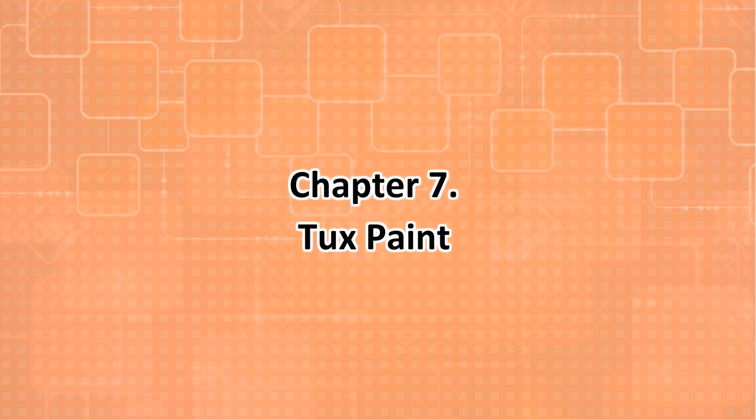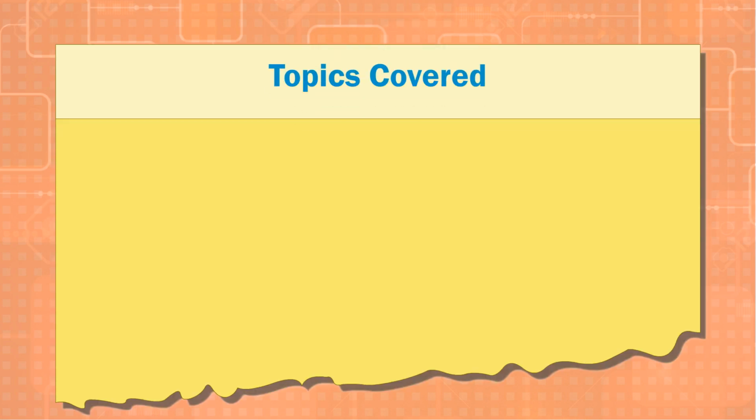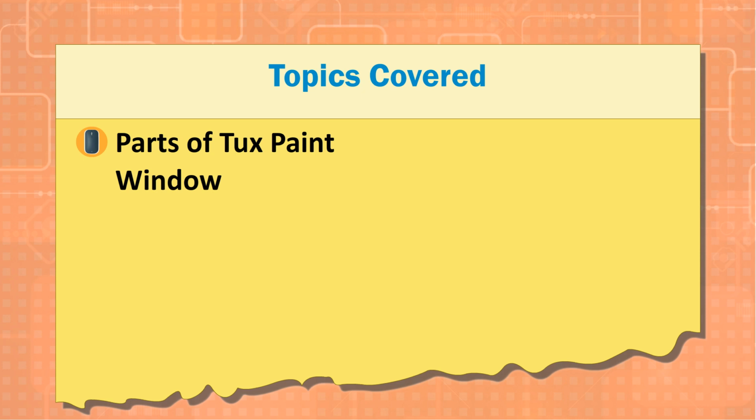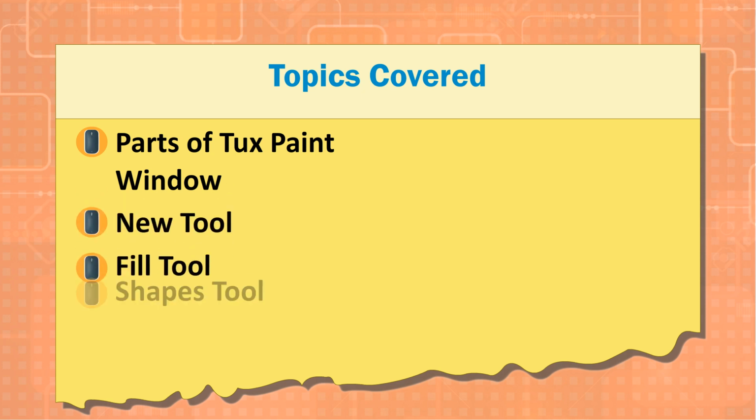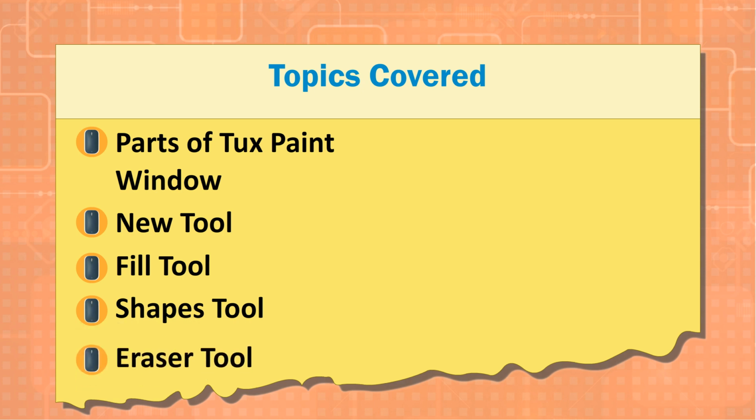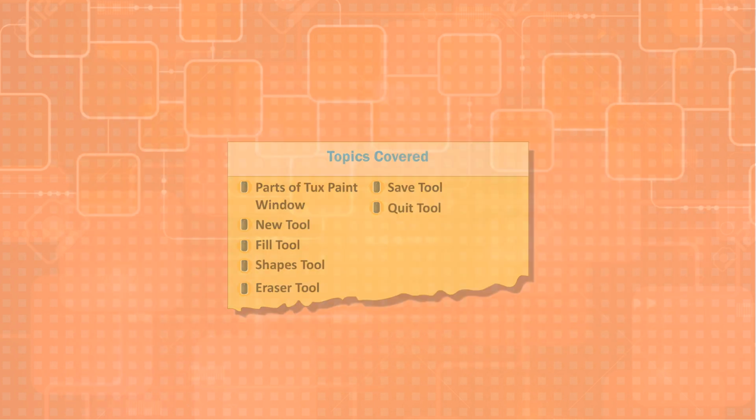Chapter 7, Tux Paint. Topics covered: Parts of Tux Paint window. New tool. Fill tool. Shapes tool. Eraser tool. Save tool. Quit tool.